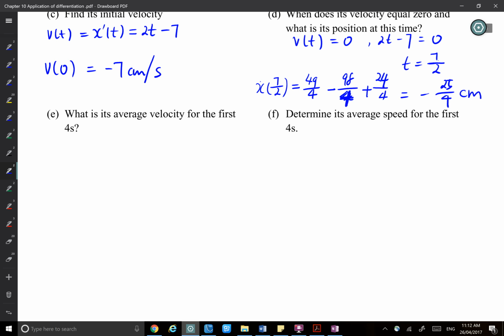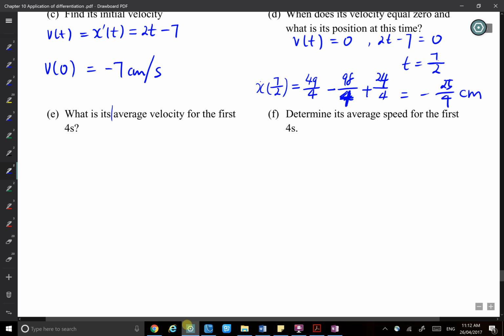Next two is the most important part. Find the average velocity for the first 4 seconds. First 4 seconds is 0 to 4 seconds. Okay, t belongs to 0 to 4 seconds.